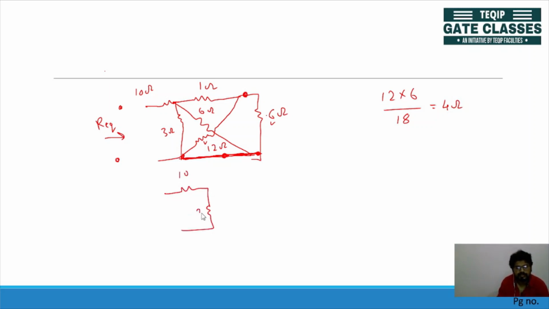10, 3, this 1, and this is 6, and now we have a 4 ohm here. Okay, now this 1 and 4 is in series, and then the 1 plus 4, that is 5, and this 6 will be in parallel, and this 3 will also be in parallel, and then this 10 will be in series.